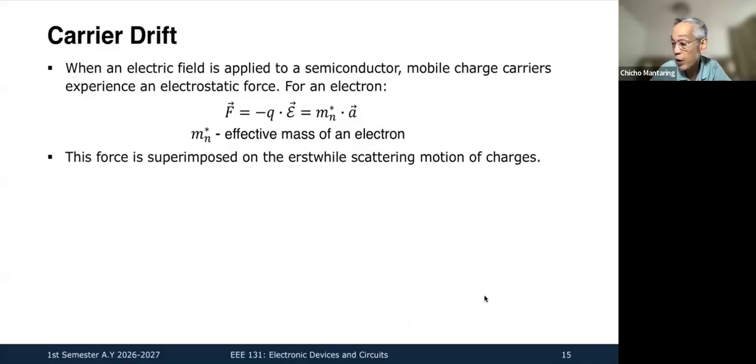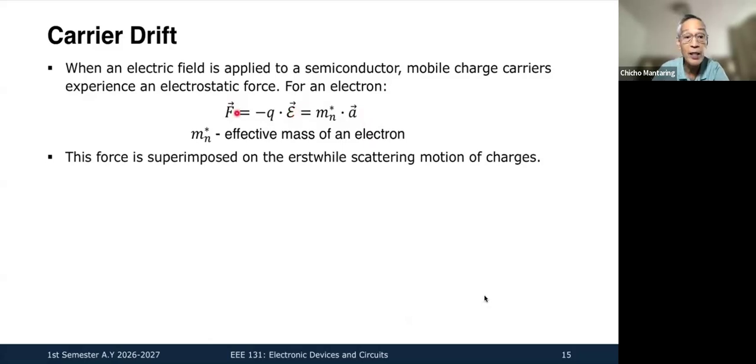Okay, in electrostatics, we also know that the force experienced by an electron will be opposite the direction of your electric field. And the force is going to be equal to negative charge times your electric field. Why is this negative? Because the force is opposite the direction of your electric field. Okay, so those are your two equations that dictate the movement of your electron, your force that is due to your electric field.